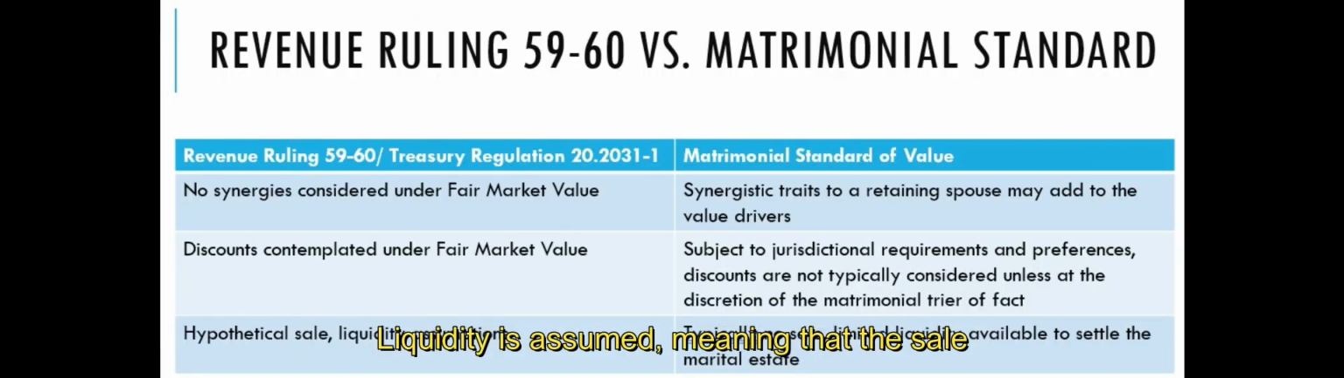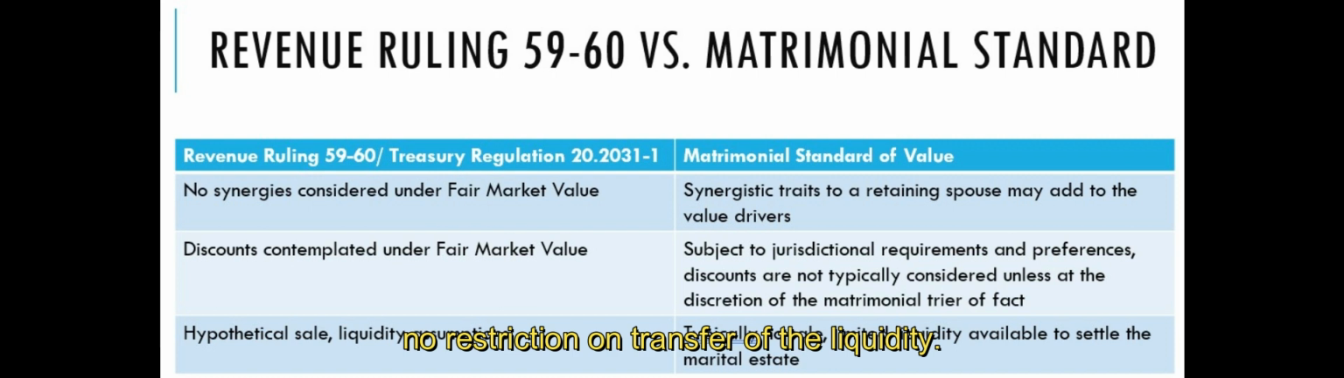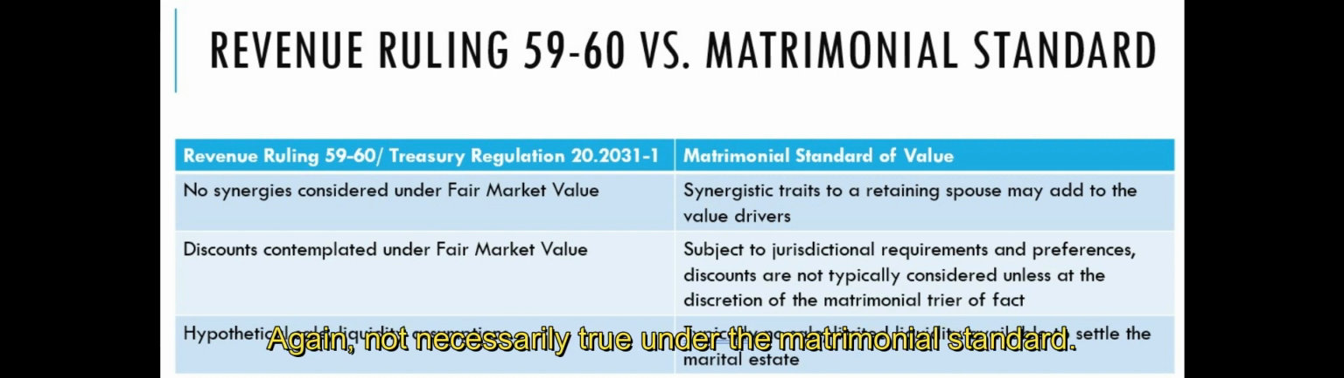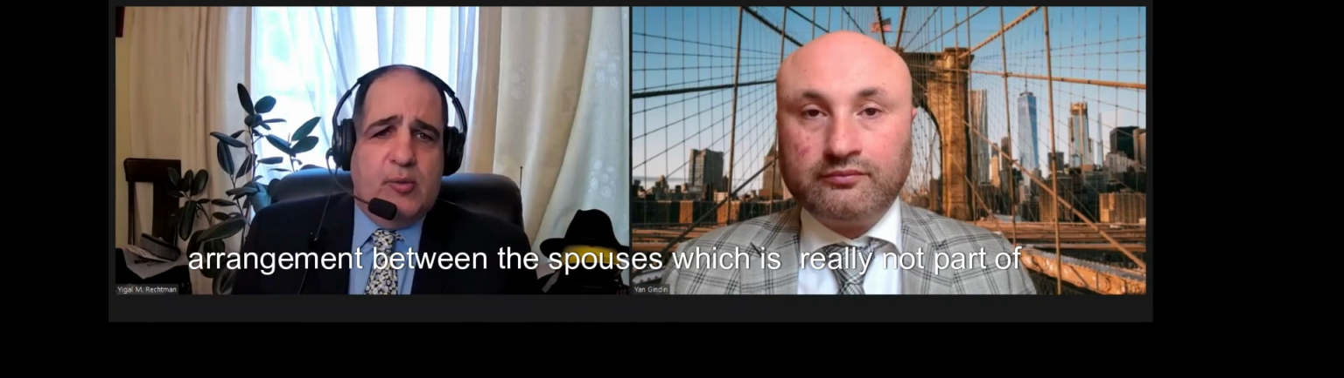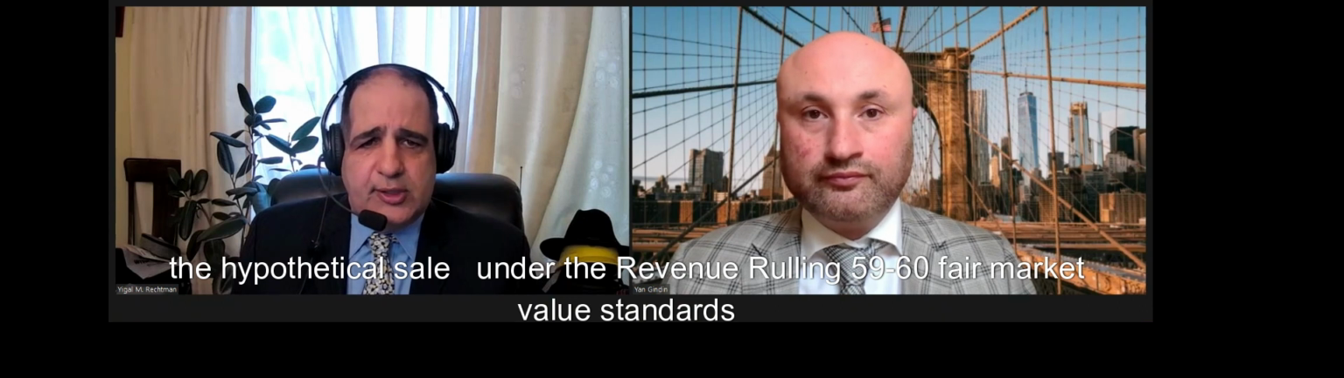Lastly, under the hypothetical sale, liquidity is assumed, meaning that the sale is expected to conclude if the parties willingly enter into it, and there would be no restriction on transfer of the liquidity. Again, not necessarily true under the matrimonial standard. Two ways this can go. First of all, there's no money exchanging hands in the first instance, so there's no seller and buyer. It's simply saying what the value would have been. But in reality, that's not the case. And secondly, it could affect a payout arrangement between the spouses, which is really not part of the hypothetical sale that is established under the strict standards.